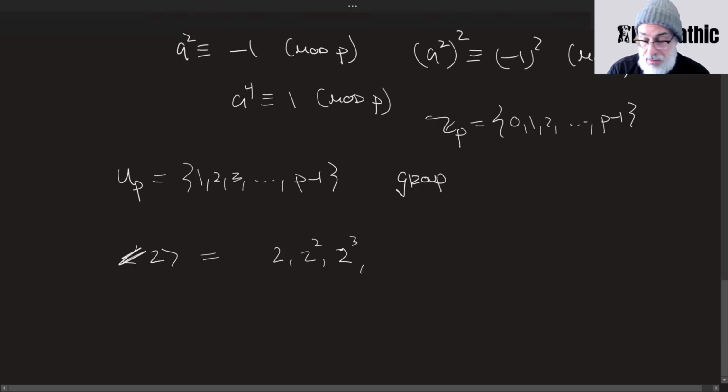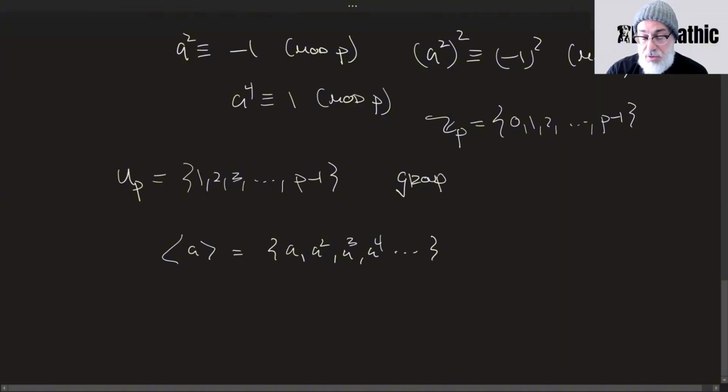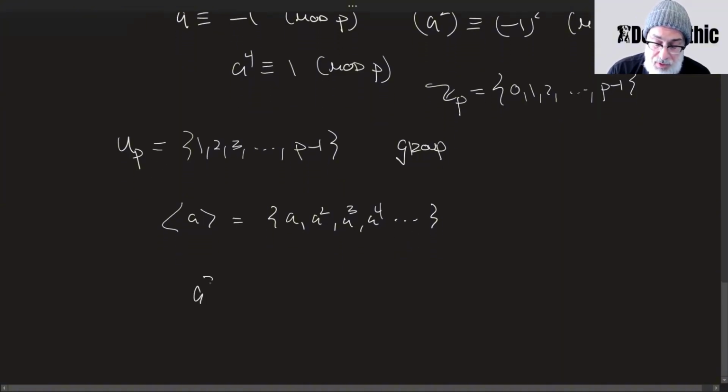Because I think that we might be able to use something cool. So what does a generate then? Well, we know from above that, okay, I think this is it. So I get a squared, I get a to the third, and I get a to the fourth. And let's see if that's it. So a squared is congruent to -1. So that means that I have a, -1. We know that a to the fourth is 1.